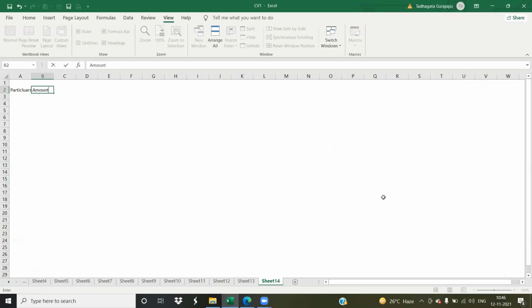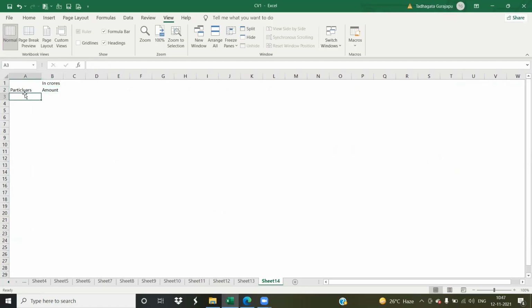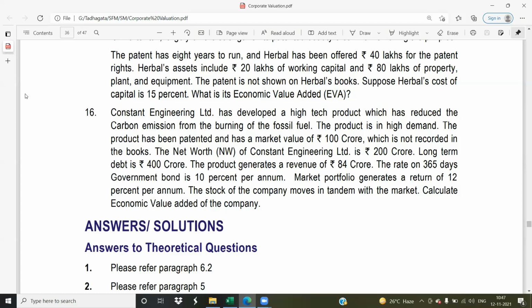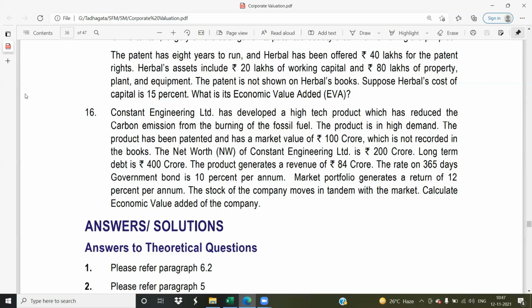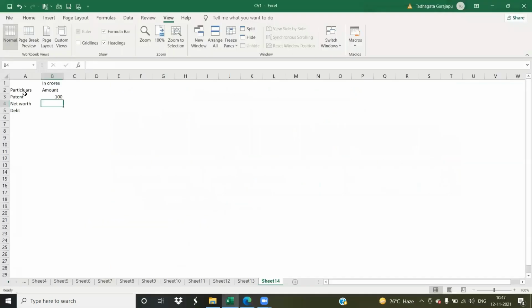Amount in crores. First find out invested capital: patent, net worth, debt. Patent is 100. How much is net worth? 200. Debt is 400. So invested capital in total is 700.